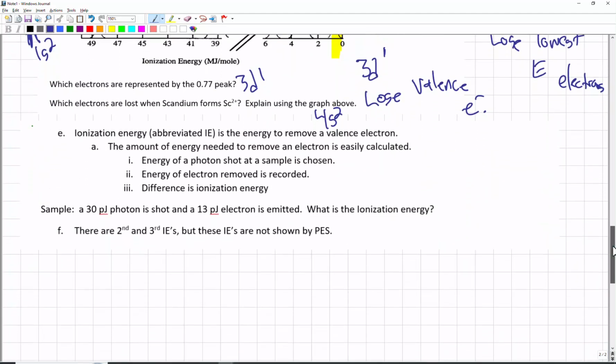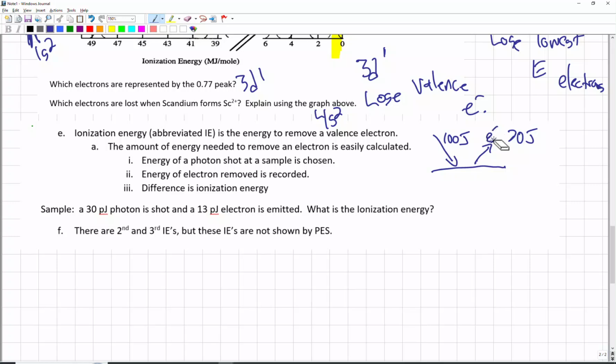Ionization energy, i.e. is the energy to remove a valence electron. The amount of energy needed to remove an electron is easily calculated. The energy of photons shot at a sample is chosen. I'm going to shoot 100. Okay. The energy of the electron removed is recorded. I'm an electron. Then I have 20, we'll call it joules. 20 joules is my energy. I'm going to make my electron read more like an electron.